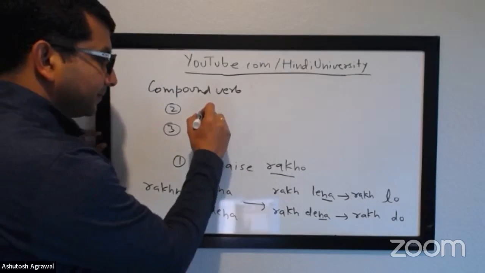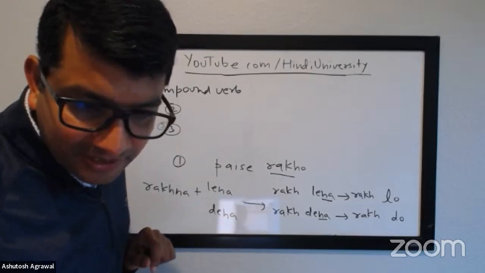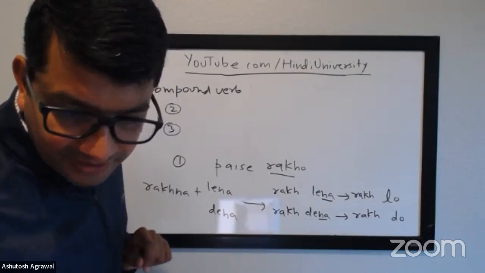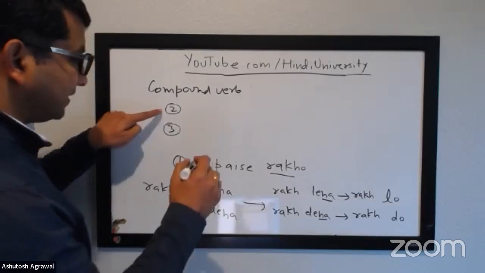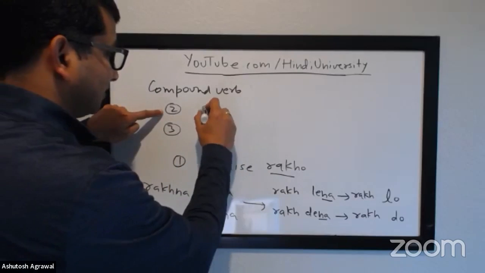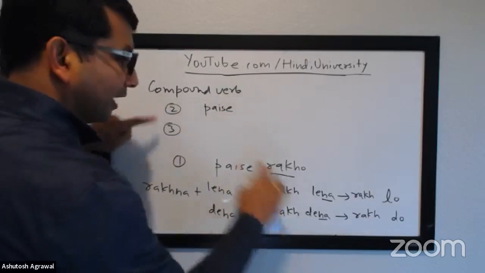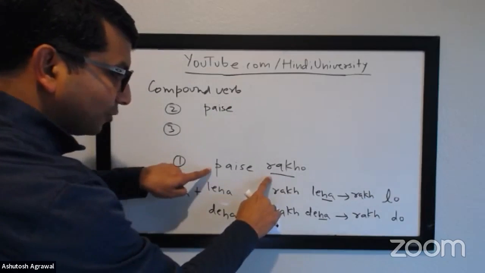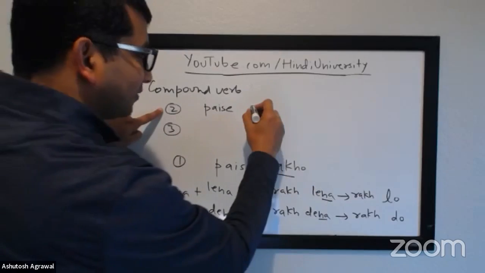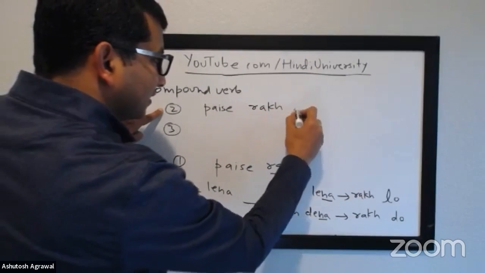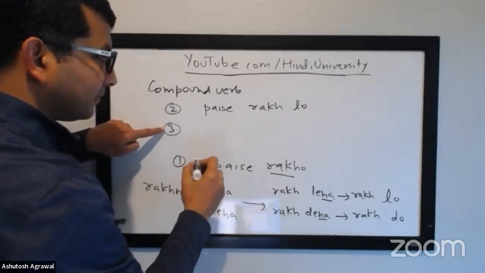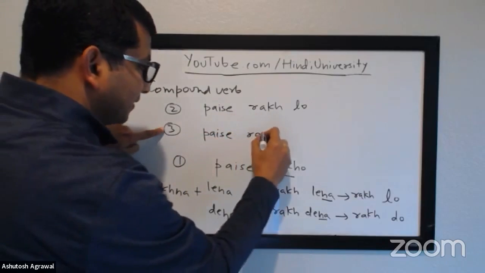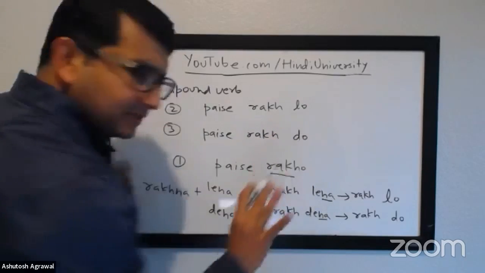Veena ji, you have to unmute yourself. I only want to use right now lena, these two. So the same examples, you have paise rakho, paise rakh lo. Very good. And the third one will be paise rakh do. Yes, so far so good.